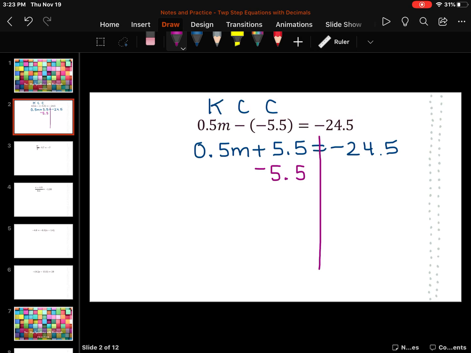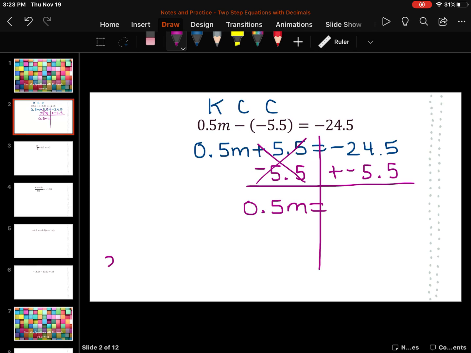That's the opposite. When I do that, I would be left with 0, so I can just bring down my 0.5 m. And then whatever I do on the left, I have to also do on the right. So I'm going to subtract 5.5 on the right-hand side as well. So off to the side, let's do our math. Well, negative 24.5, and I'm subtracting 5.5. Well, let's keep, change, and we'll make that a plus sign and a negative 5.5. So same sign, add and keep.